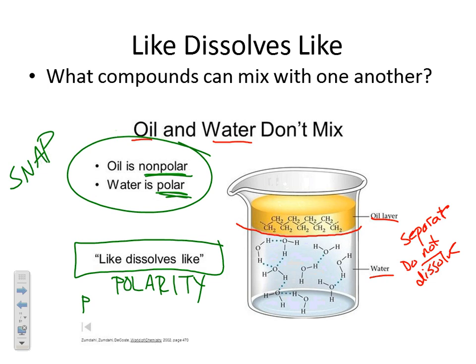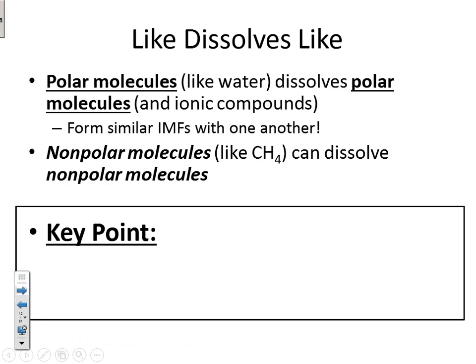It means that polar compounds can dissolve other polar compounds, but they can't dissolve nonpolar things. Polar dissolves polar, i.e. like dissolves like, and then nonpolar can dissolve nonpolar compounds, i.e. like dissolves like, but if they do not have the same polarity, they're not going to dissolve in one another. So polar molecules dissolve polar molecules, and nonpolar molecules can dissolve nonpolar molecules.